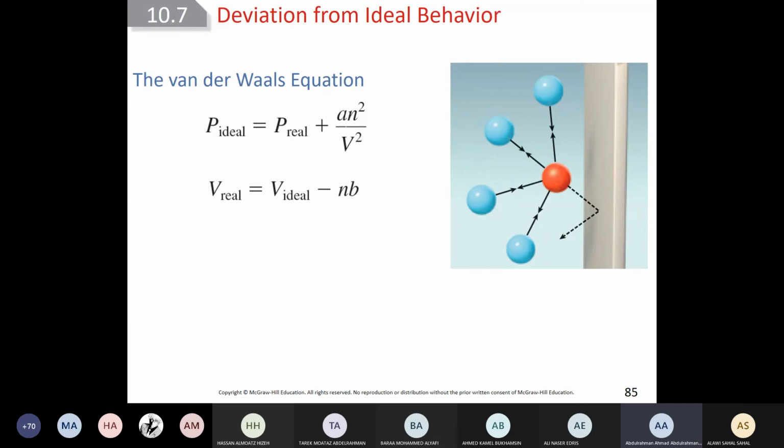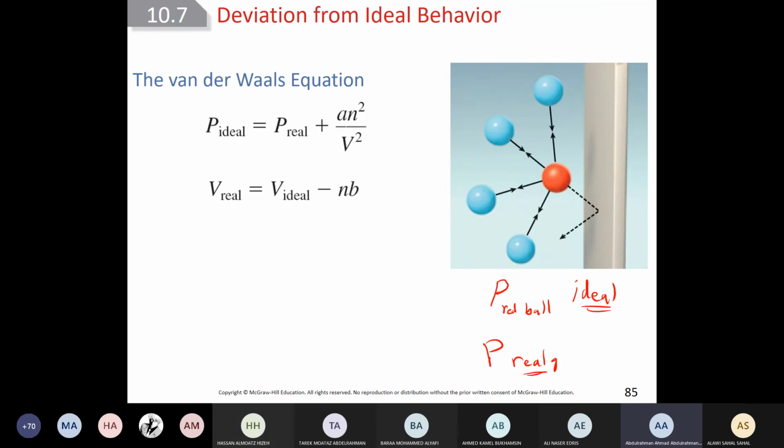And this will change the pressure. Now, if this is hitting the wall, let me ask you a very quick question. I want you to tell me the pressure of the red ball here. If it is ideal compared to the real pressure of the real gas for the red ball also, which one will be higher pressure, the ideal or the real? Real.